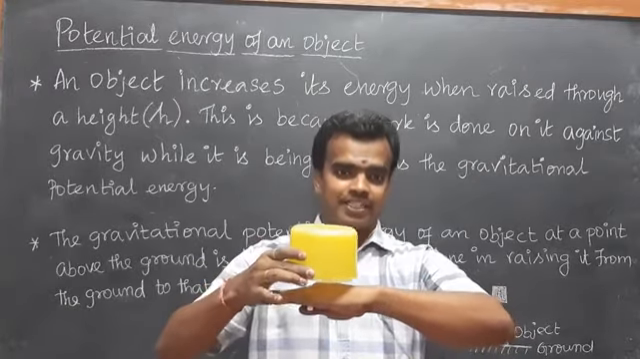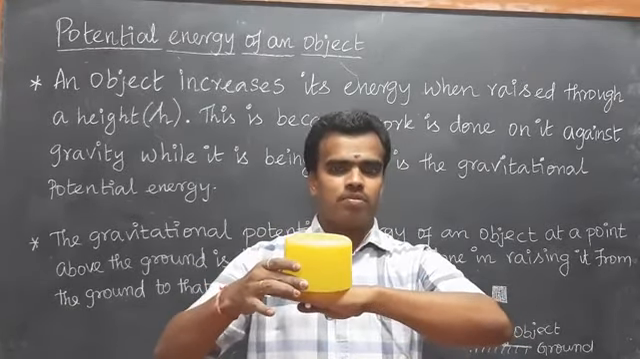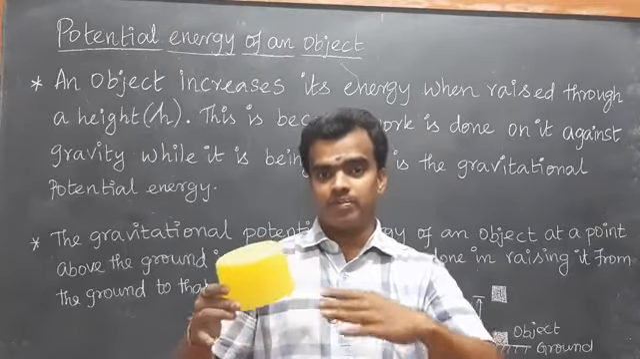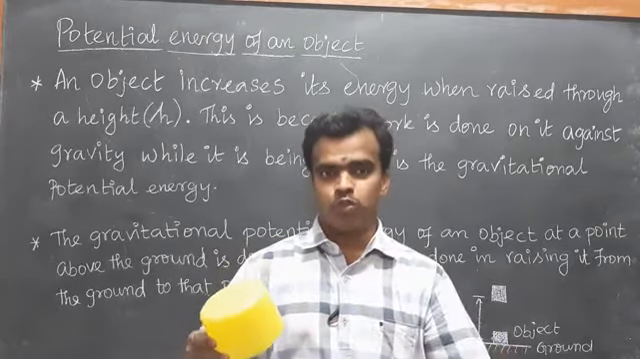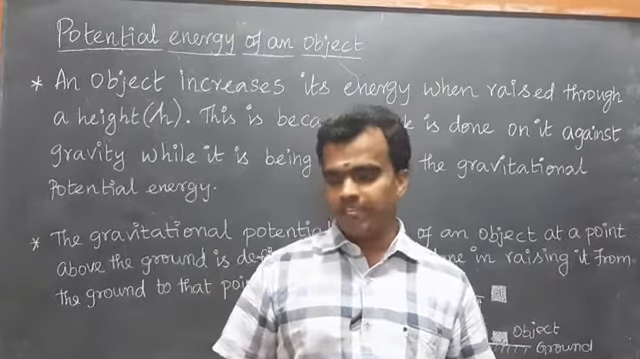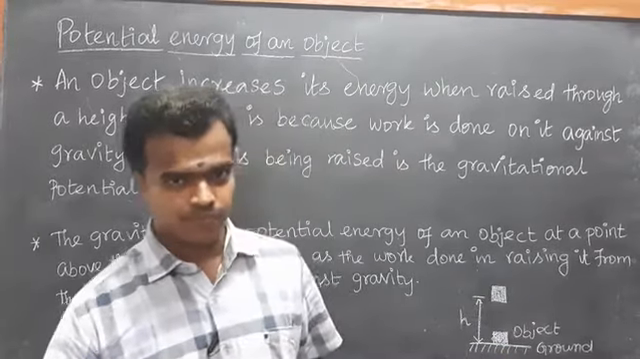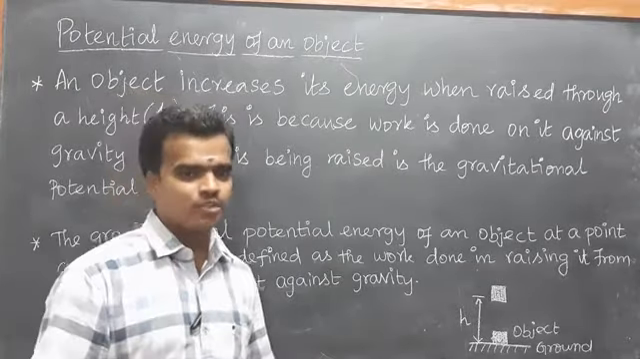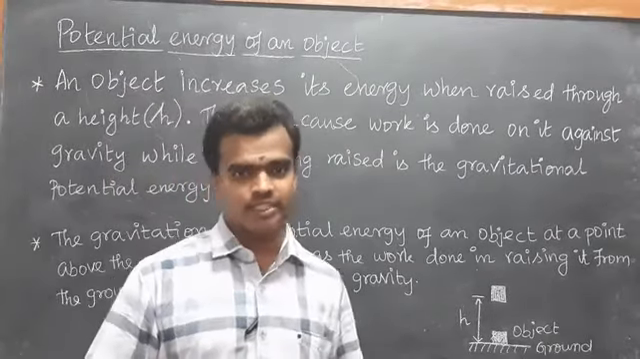The potential energy mainly depends upon mass, acceleration due to gravity, and the height of the object from the ground level, or whatever level you choose. It mainly depends upon these three factors. And how do we define potential energy? In two different ways we can define the potential energy.